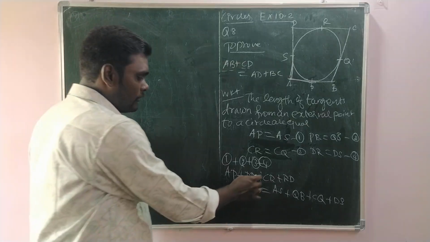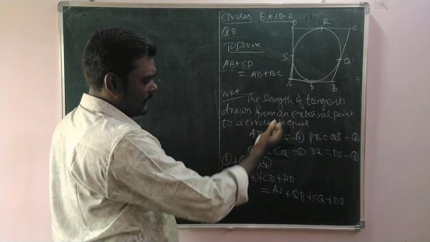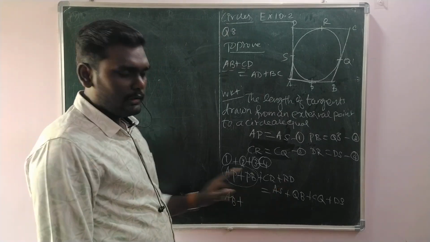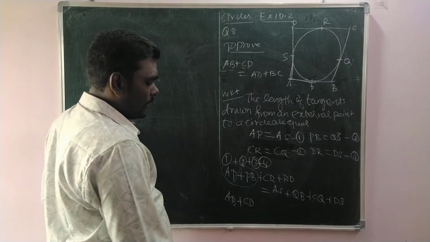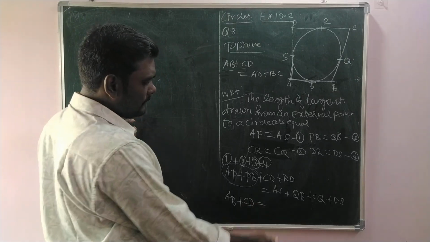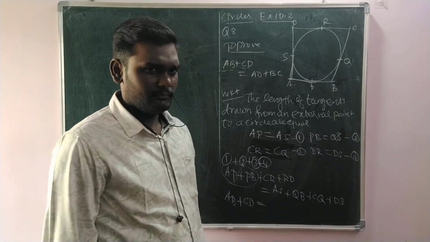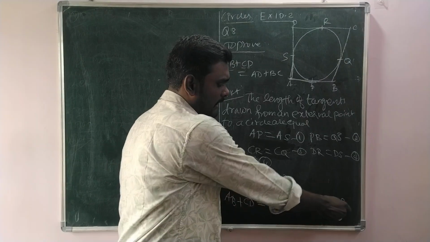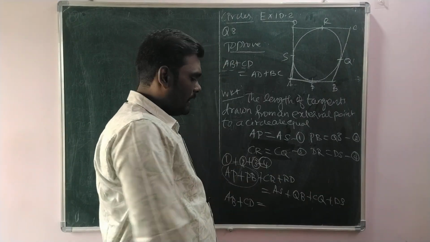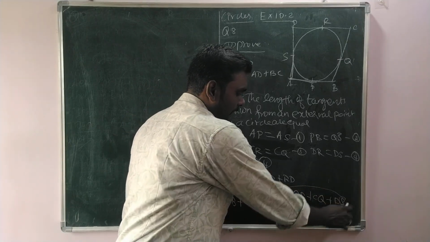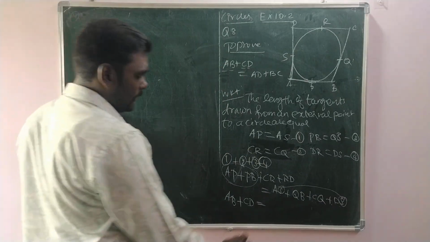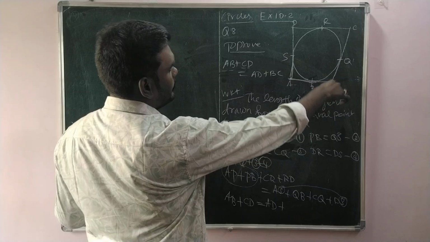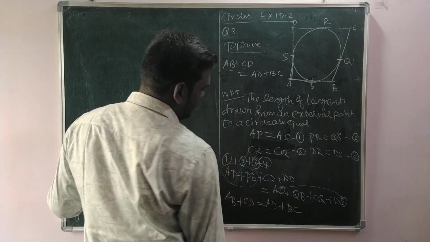As usual, AP plus PB are only the pieces of AB. When you add these two, you get AB, and adding the other two you get CD. And that is equal to, here just look for a common alphabet. AS and DS have the common alphabet S, that's why I am combining them. So AS plus DS is AD. Plus here also look for the common alphabet Q: BQ and CQ, that is BC.